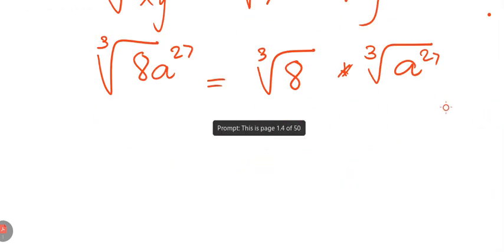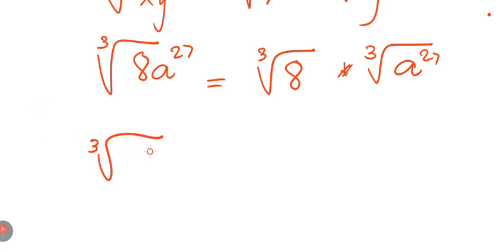So let's write it here. The cube root of 8 is equal to 2. Okay, that's right. It is 2. So we have the first answer. Now, let's find the next one. We have here the cube root of a to the power 27.